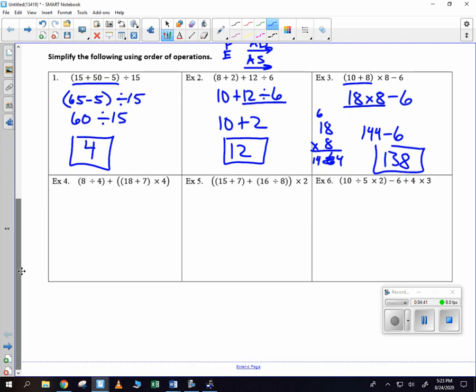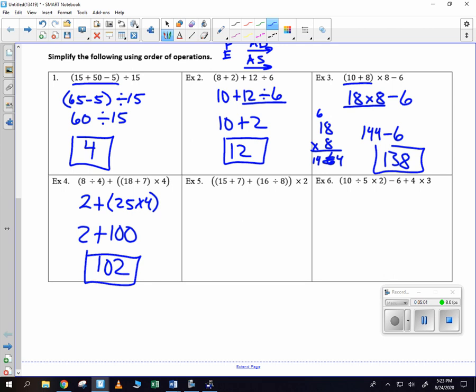Let's try a couple that get a little bit more involved. I start with the innermost grouping symbols in each part. So 8 divided by 4 is 2. Plus 18 plus 7 is 25 times 4. Still have grouping symbols, so I have 2 plus 100, or 102. Here I have 22 plus 2 times 2. 22 plus 2 is 24 times 2. That gives me 48.